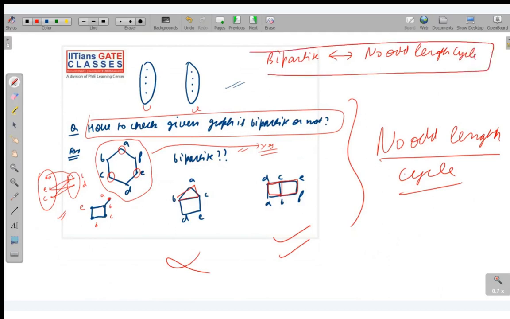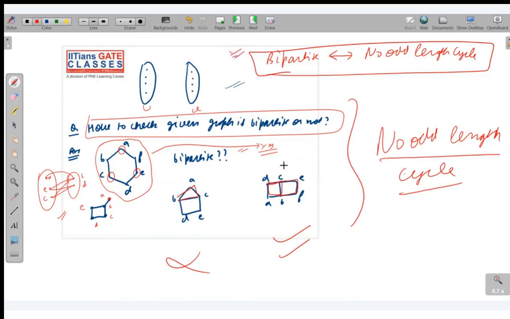So if you remember this theorem, you will be able to answer in GATE in 10 to 20 seconds. But if you do not remember this theorem, you will keep on applying the definition and you will not get the answer. So I am telling you, so many things you have to remember in graph theory. There are lots and lots of theorems you have to remember. If you try to remember them, you will get the answer.